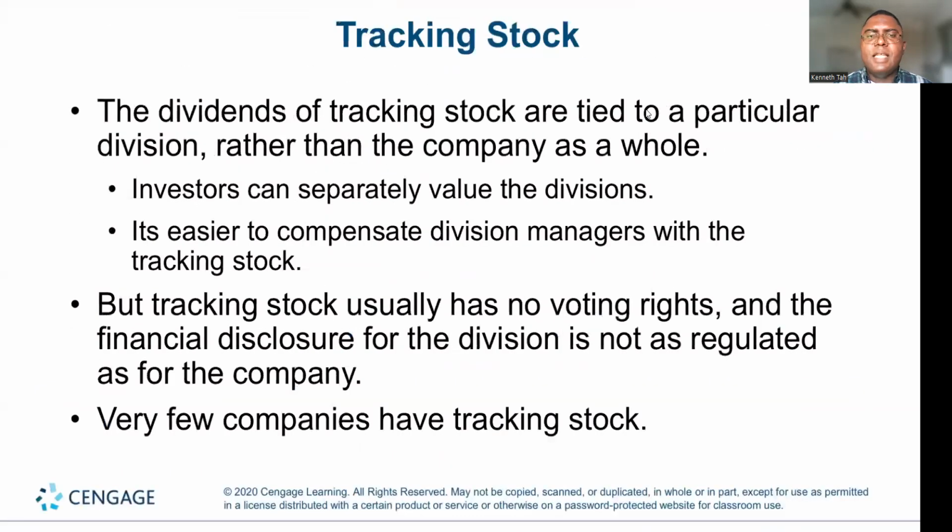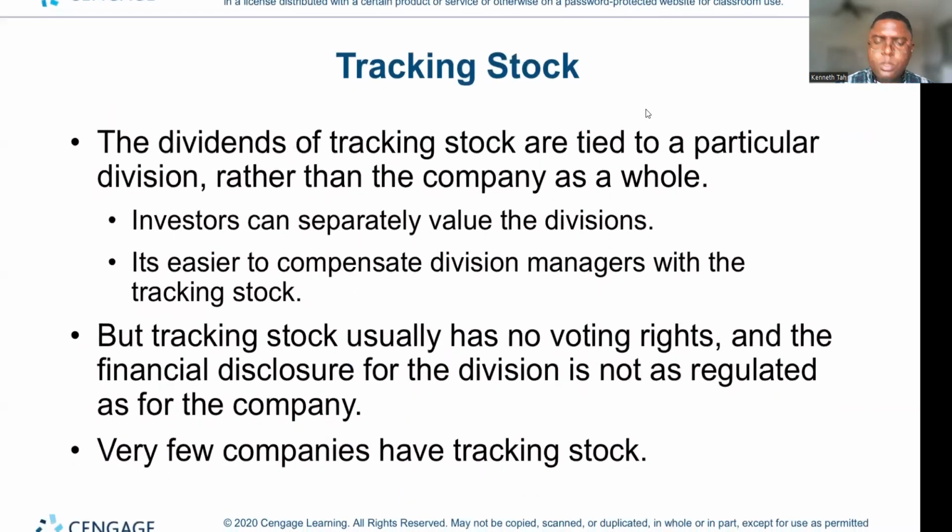All right, we also have tracking stock, which is a concept that is also gradually fading away. Tracking stocks are tied to a particular division rather than the company as a whole. So when we talk about tracking stock, there are some shares with a dividend that is tied to a particular part of the company, a particular division. This helps in determining compensation for that division manager. It helps to track how that division in the company is performing.